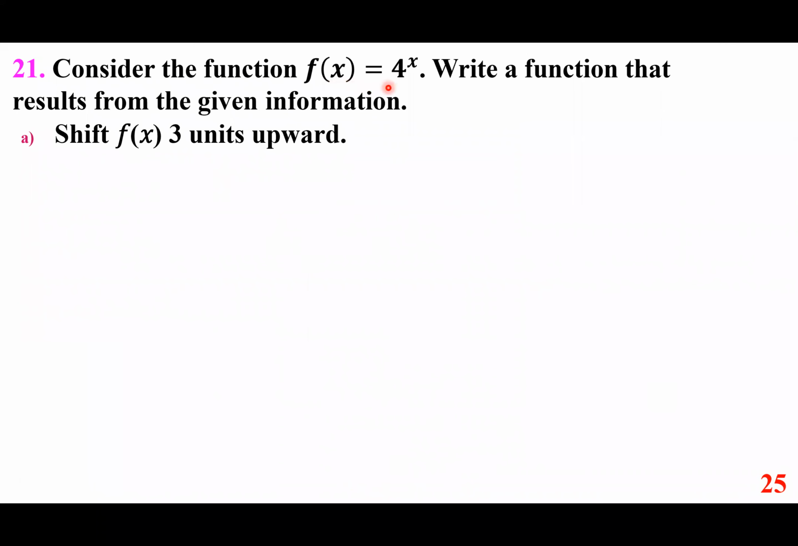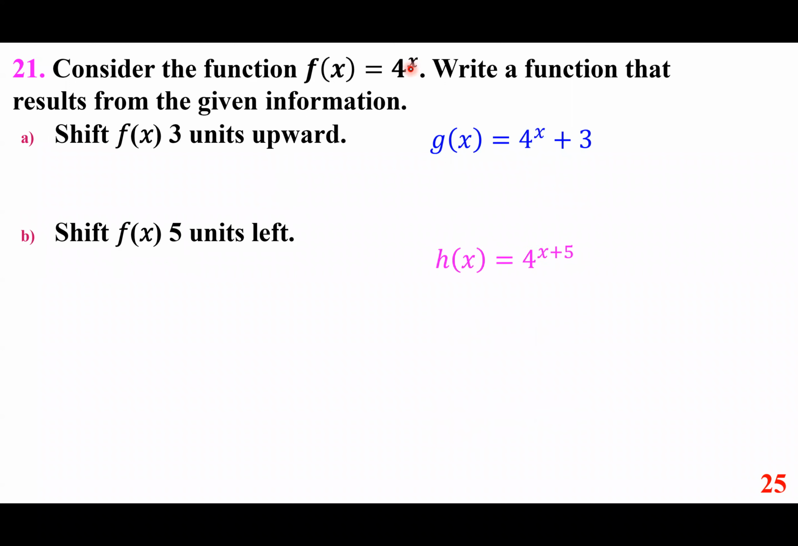Here's the function f of x equals 4 to the power of x. I'm going to write the function that results from the given. For example, in part A, we want to shift it 3 units up. So to take this 3 units up, we're going to add 3. We want to go 5 units left. So again, we are going back to the original function, not this one. We are just working on the original function. So we want to go 5 units left. We're going to change the x to x plus 5.